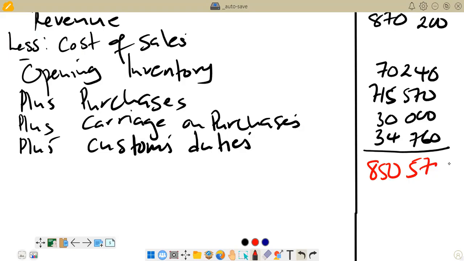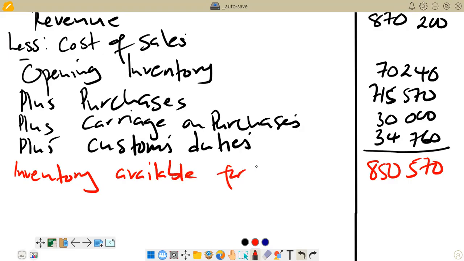850,570. And we are saying this figure is representing inventory available for use. So this is what we have here. It's representing our inventory available for use.